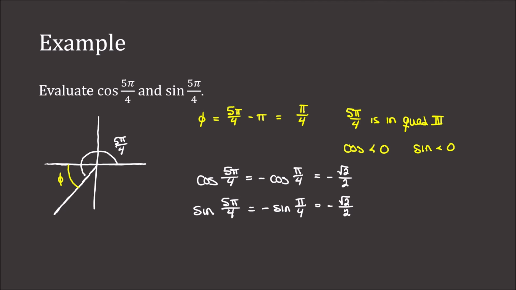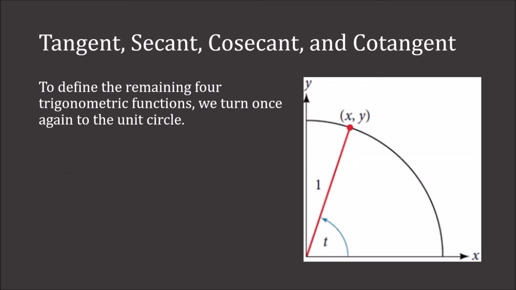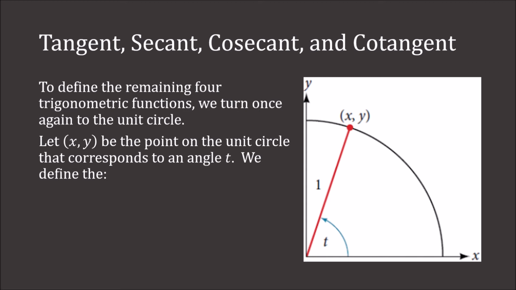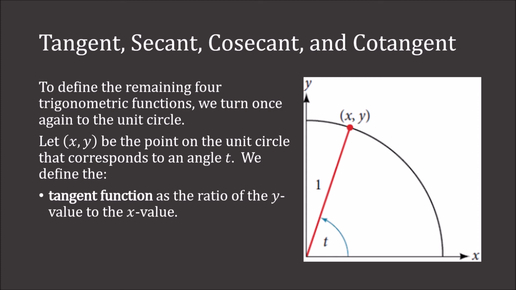We will now look at the remaining 4 trigonometric functions. They are the tangent, the secant, the cosecant, and the cotangent. Once again, we will turn to the unit circle to define these. So let (x, y) be the point on the unit circle that corresponds to an angle t. We then define the tangent function as the ratio of the y value to the x value. So that is, it is y over x.